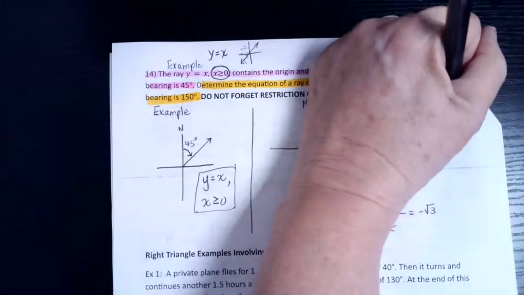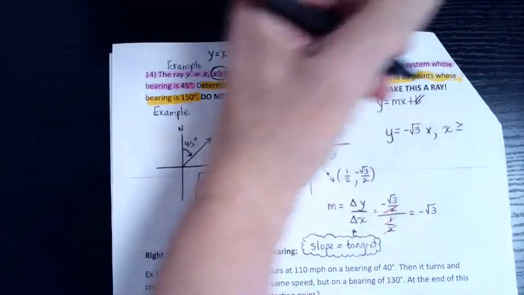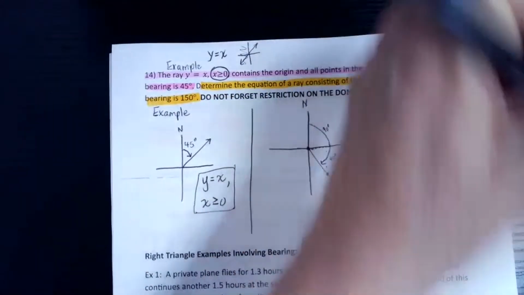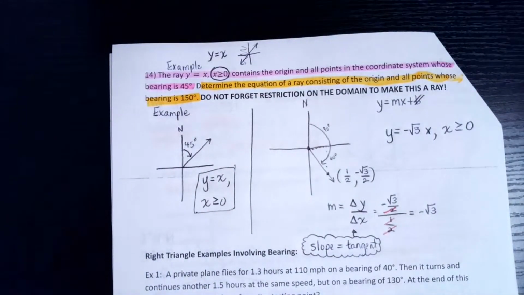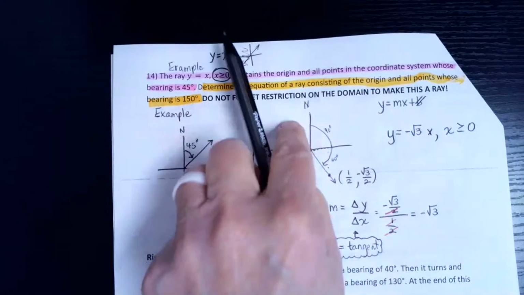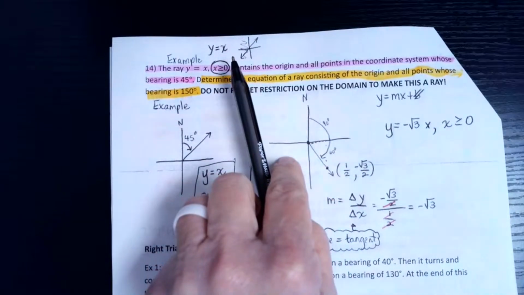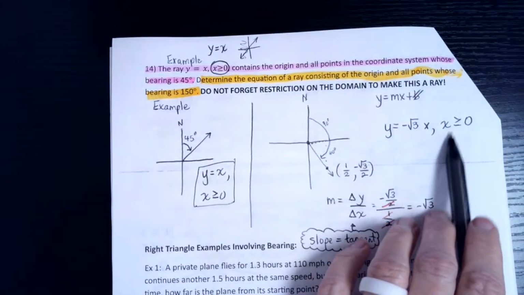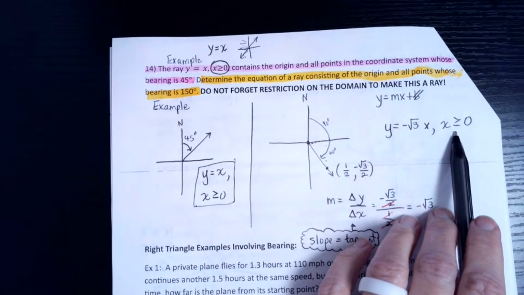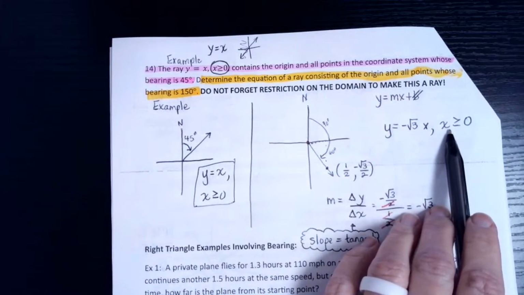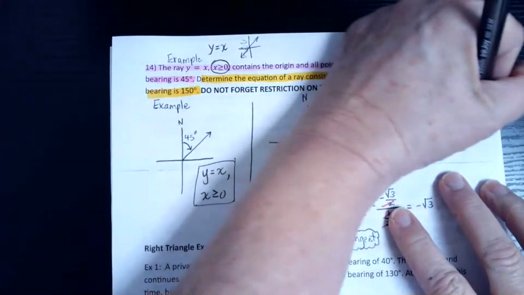X is greater than or equal to 0. I thought I heard a negative in there. Well, what if your ray had been in quadrants 2 or 3? X is less than or equal to 0. Okay. Why don't we restrict our Y's? Because it's a domain restriction. Domain X's. That's why. Okay.